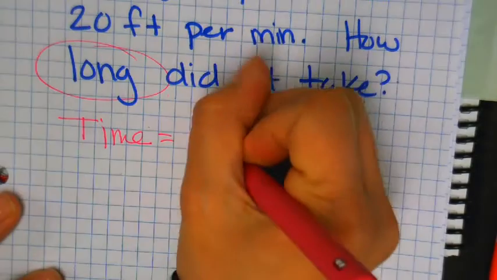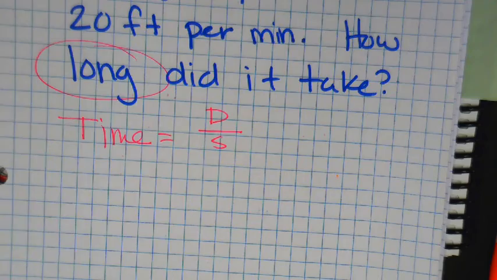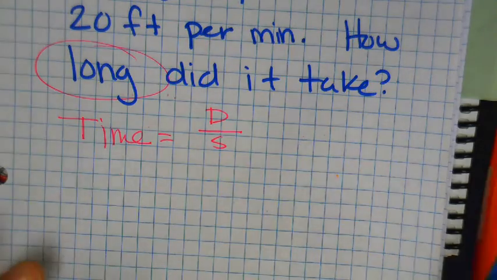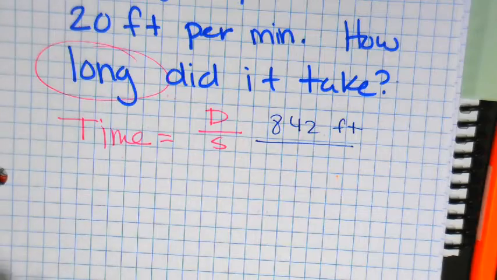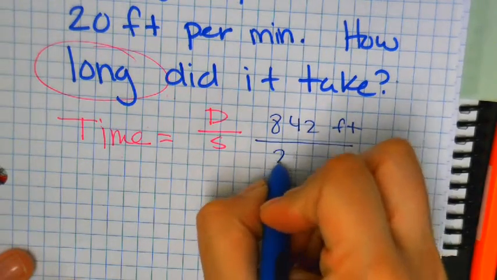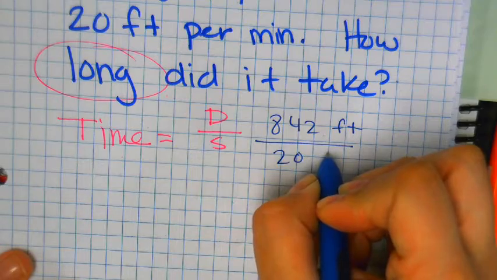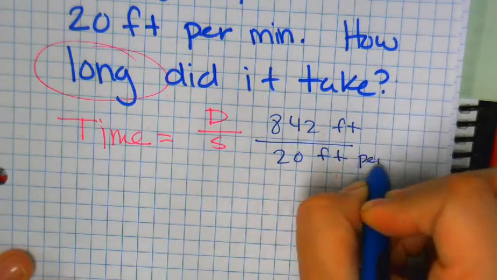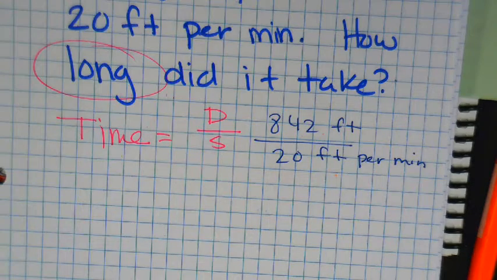Distance divided by speed. All right, so what is my distance? With units. 842 feet, divided by, what's my speed? 20 what? You need the units. Feet per minute. Miss Amelia, I'm too lazy to write that down. Yeah, you not writing this down is going to affect you later when it comes to the units. What's the number one thing your teacher's going to be grading? The units.